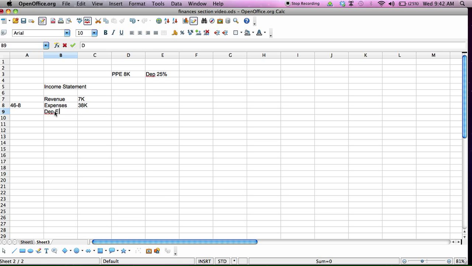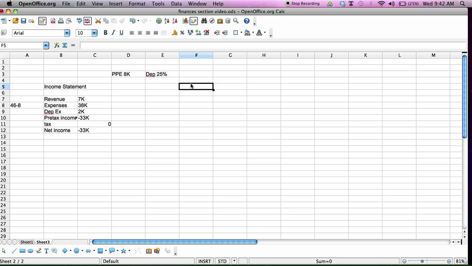So now we're going to come in and calculate our depreciation expense. 25% of $8,000 is $2,000. Pre-tax income is going to be minus $33,000. Tax, we're not paying any tax because we are operating at a loss. So our net income is minus $33,000.